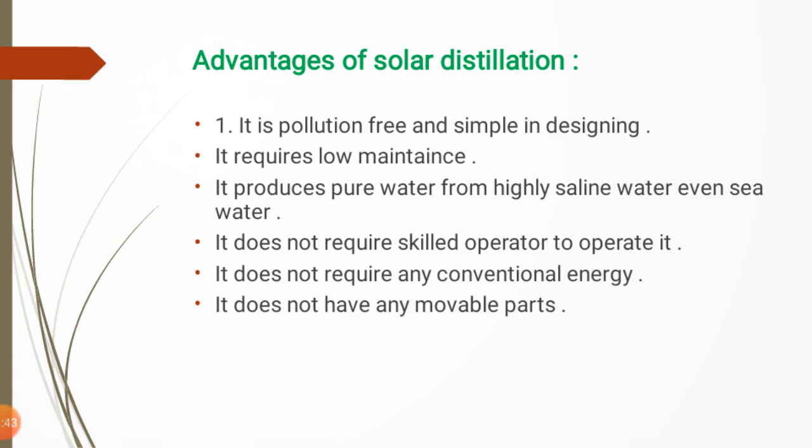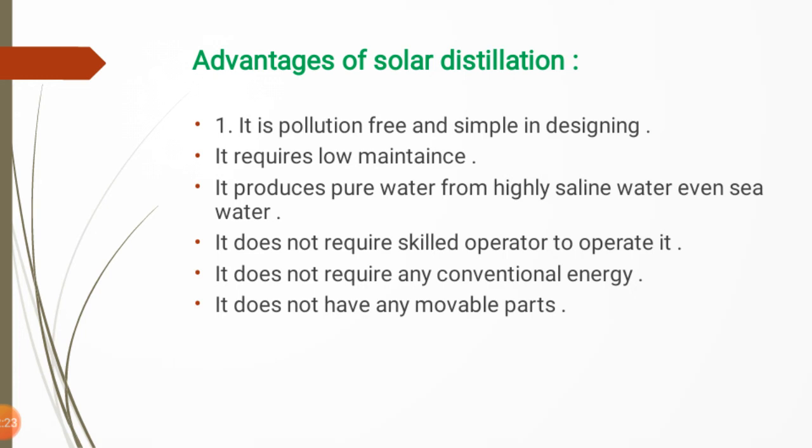The next advantage is that it produces pure water from highly saline water, even sea water. That means solar distillation is used to produce pure, distilled water from highly saline water, that is sea water. Sea water contains different types of contaminants, salt, microbes or other insects. So this is highly saline water, and with the help of solar distillation we are able to produce a pure form of water from that. So this is the main advantage of solar distillation.